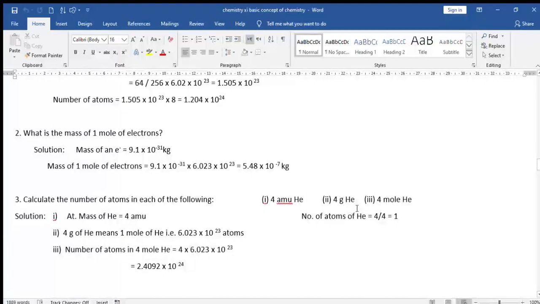4 gram helium means 1 mole of helium, that is 6.02 into 10 power 23 atoms. Number of atoms in 4 mole helium is equal to 4 into 6.02 into 10 power 23. It means 2.4092 into 10 power 24 atoms.